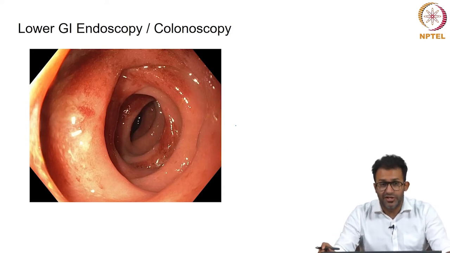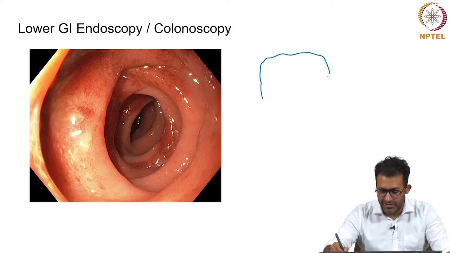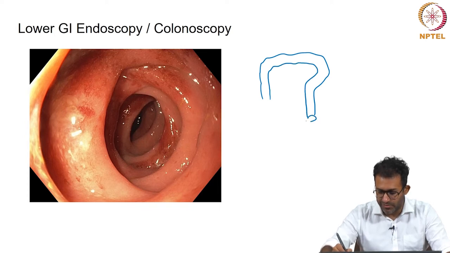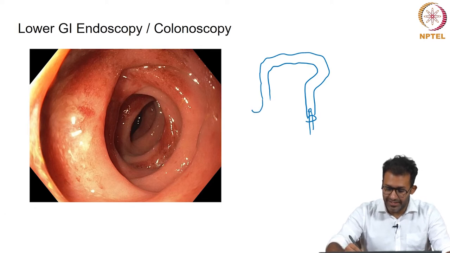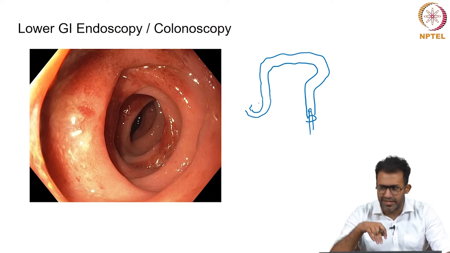Lower GI endoscopy is traditionally called colonoscopy. It involves passing a tube through the anus and visualizing the large intestine. The large intestine leads into the anus, and the tube goes till where the small intestine starts. It's a very technically demanding procedure, much more demanding than the traditional upper GI endoscopy.